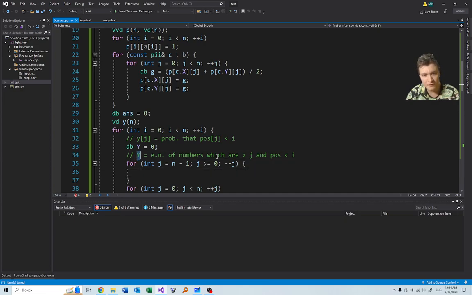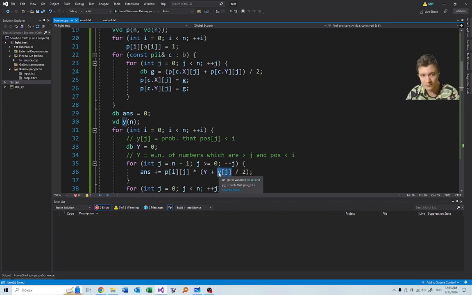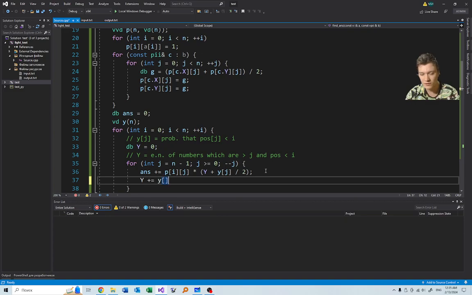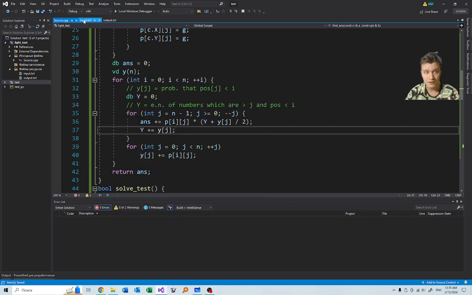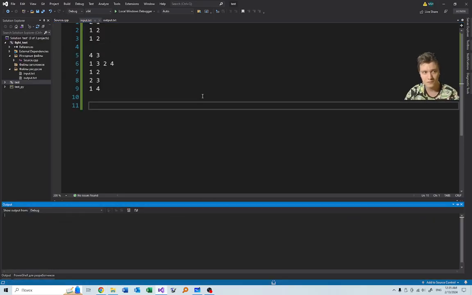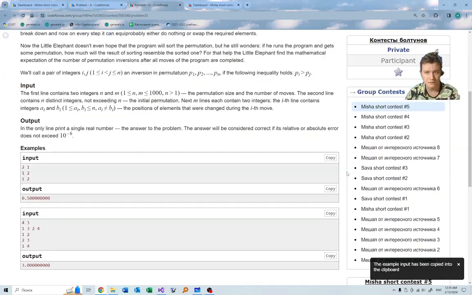So assume that y is the expected number of numbers which are greater than j and position is less than i. Then the answer is increased by the probability that we have j on the ith position times y plus yj over 2. So if this number is exactly yj, it is counted as a half of an inversion. Then I need to say that y plus equals yj. Okay, that's it. It's the finish. One half and three. Submit, accepted.